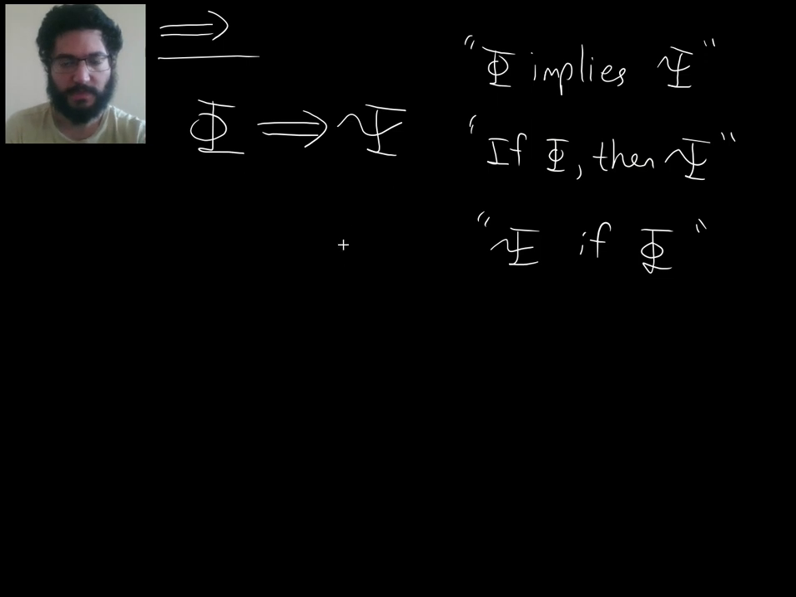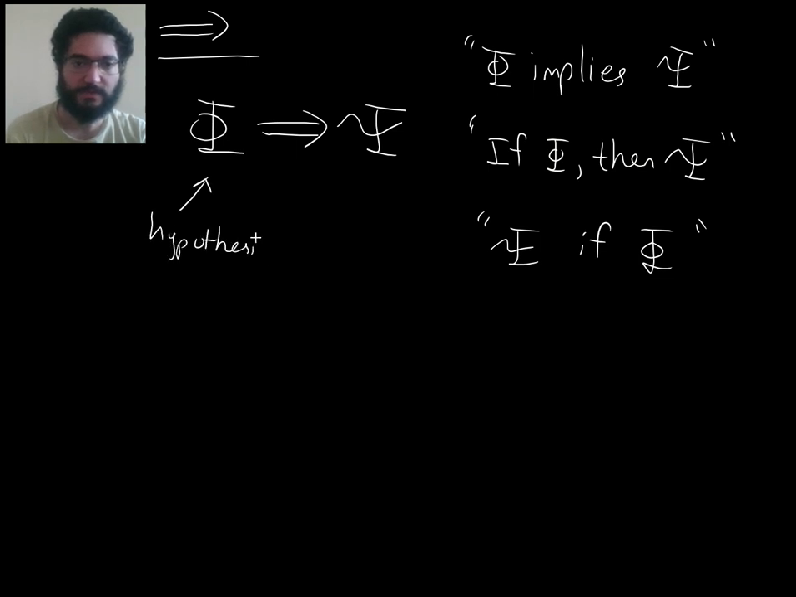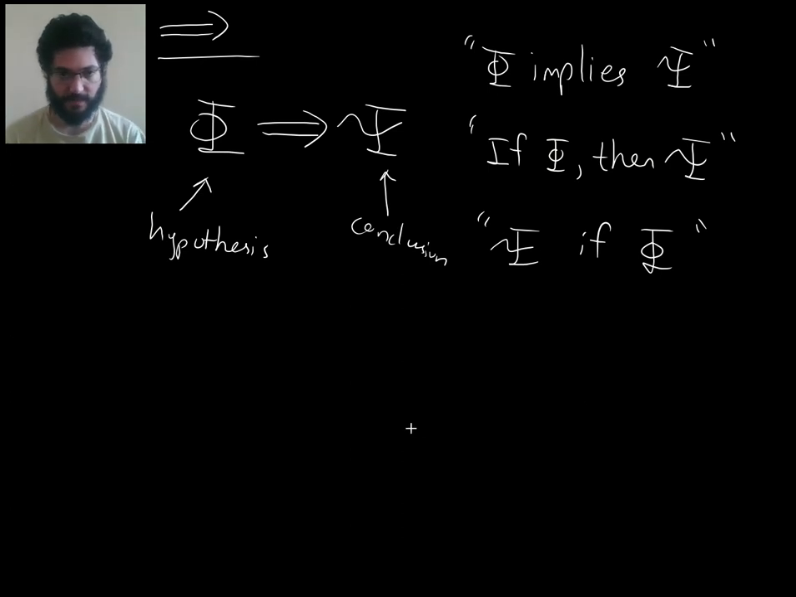So when you're proving one of these, you assume, just hypothetically, that this side holds, and then you try to prove this side. So in an implication, this part is called the hypothesis. This part is called the conclusion. And so to summarize, an implication says that if its hypothesis holds, then its conclusion follows.